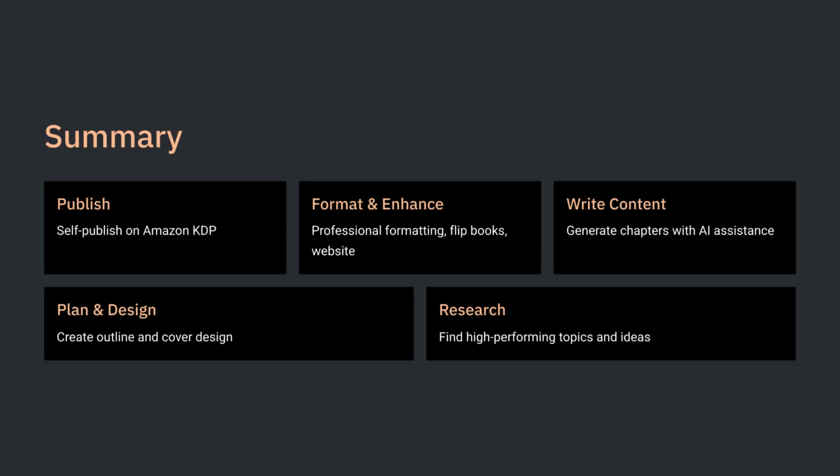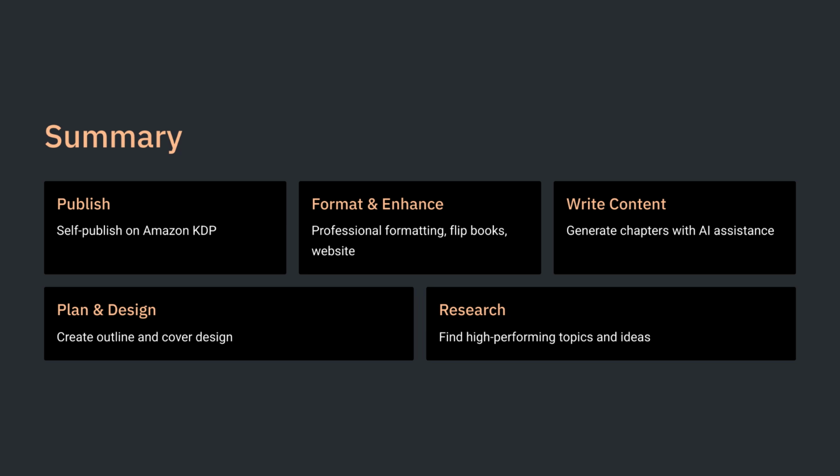With the help of AI, creating a book in 2024 is easier than ever. Here's a quick recap of the process. 1. Find a high-performing topic using Amazon and AI tools. 2. Generate ideas with tools like GravityWrite. 3. Design a cover using AI image generators. 4. Create an outline to structure your book.